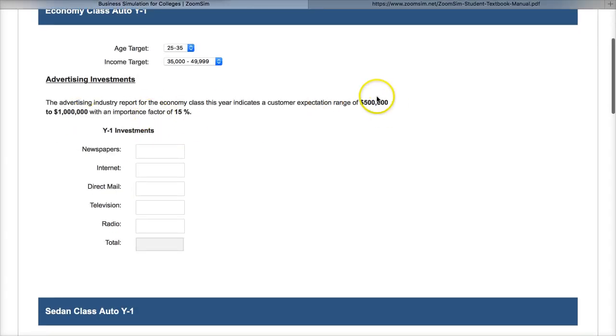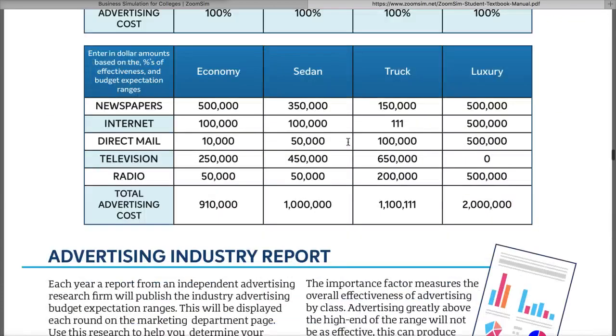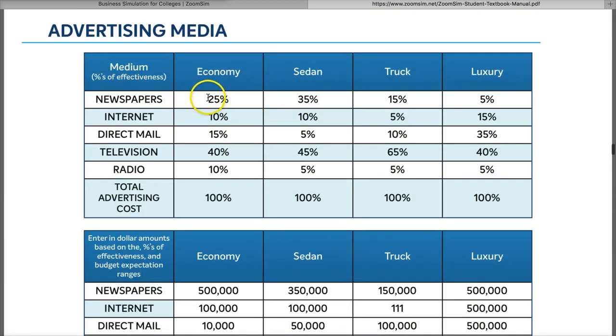So here's the range, $500 to $1 million. Again, I'm going to go to the student user guide, and I'm going to scroll down, and I see that here is how effective each of the media is in selling my products.